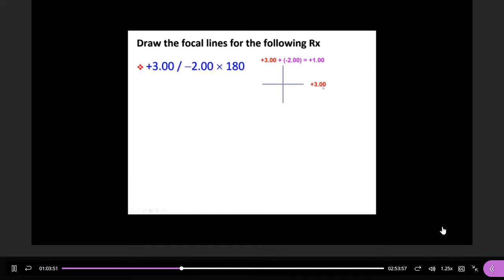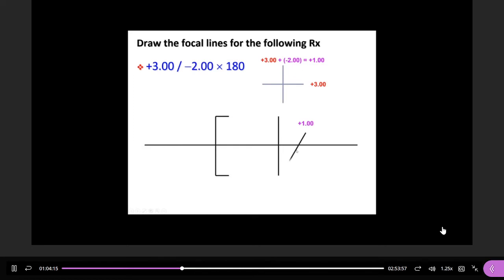Okay? Then you need to draw the focal line. For the focal line, first you draw the reduced eye, make a line. Let's draw the first. Plus 1, which is close to the retina, should be around here. However, this is in the vertical. Where is the axis?